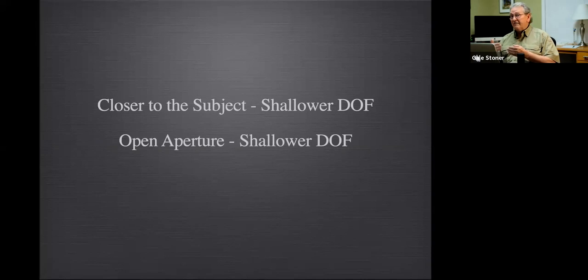You could be shooting at f/16, and even shooting at f/16, as you get closer and closer to that flower, you're seeing a shallower and shallower depth of field, regardless of the aperture you're using. You could shut it all the way down to f/22, and when you get to that minimum focus distance, you've got a shallow depth of field.